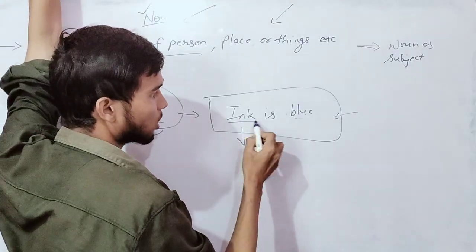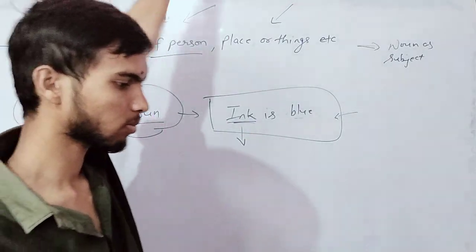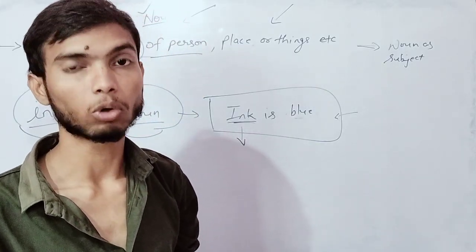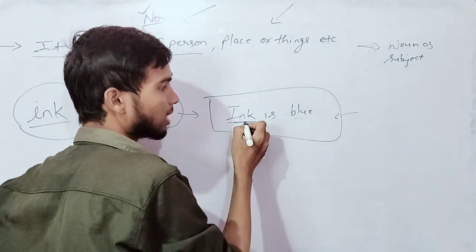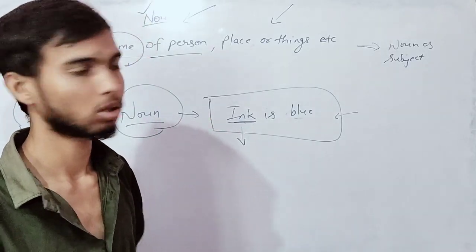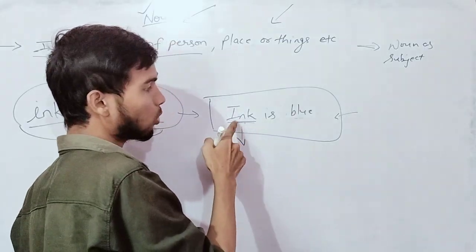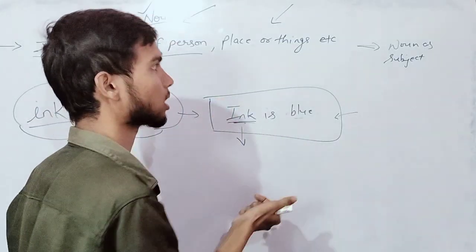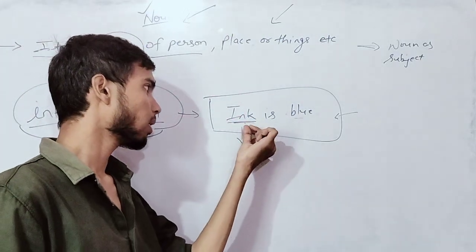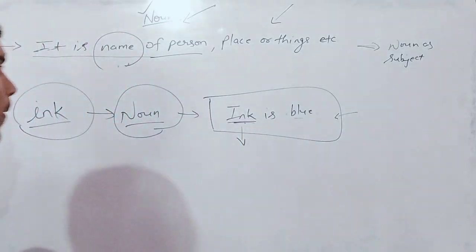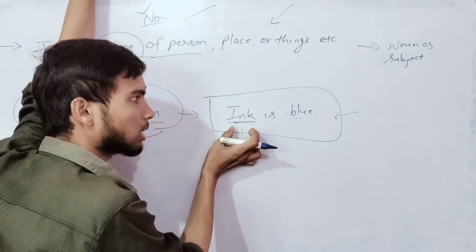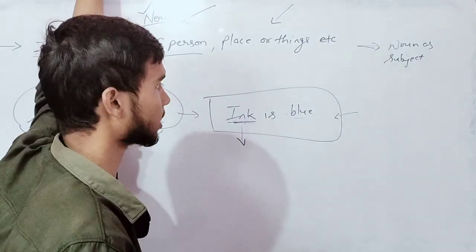Here, first word, we are talking about. Ink is blue. So here we are talking about it. That's why it is the subject. We are talking about this. What is this? This is blue. Now here, it is being used as a subject in a sentence.